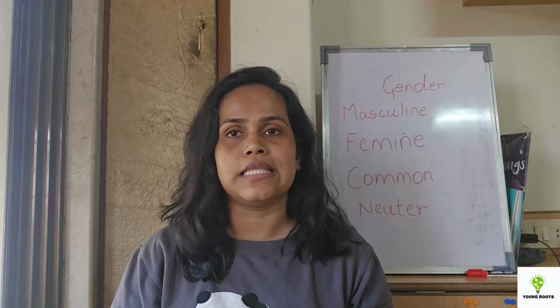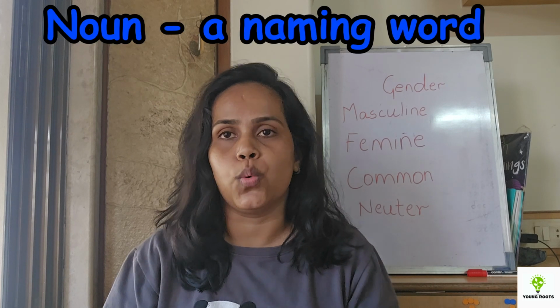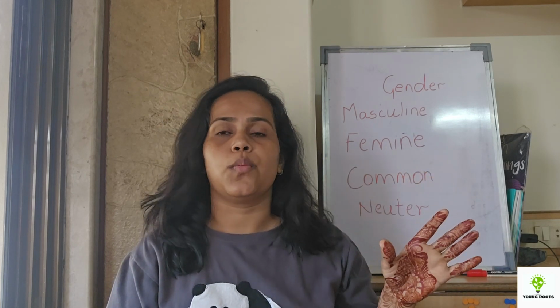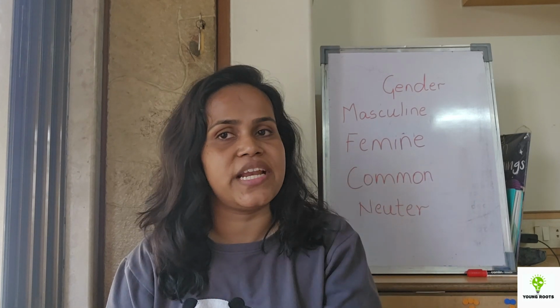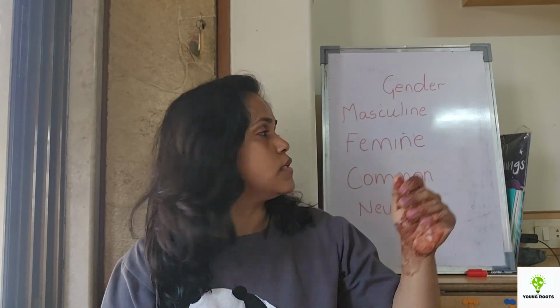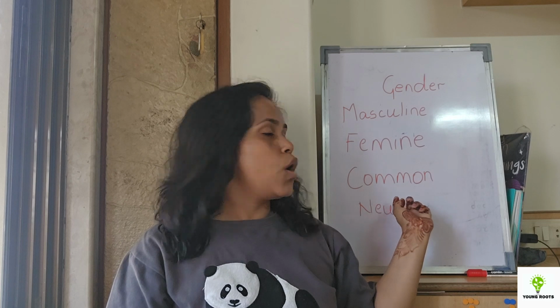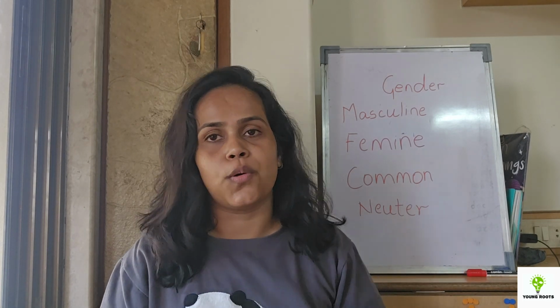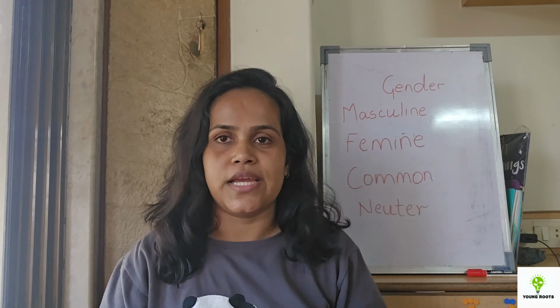Today we are going to do a topic on gender. But before starting gender, we have to revise noun. What is a noun? A noun is a naming word. Naming words are classified into four categories. That is, the naming word is classified on gender. Gender is of four types: masculine, feminine, common and neuter. So today we are going to learn about these four types of gender.